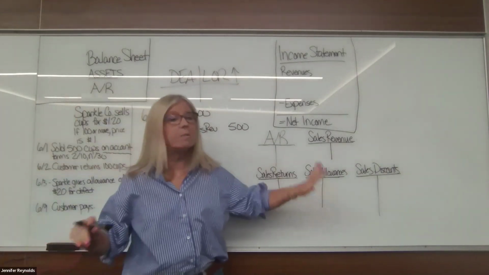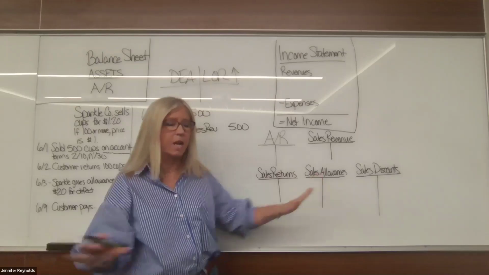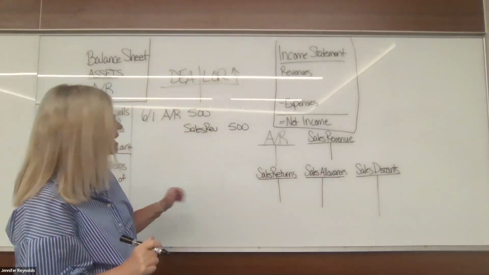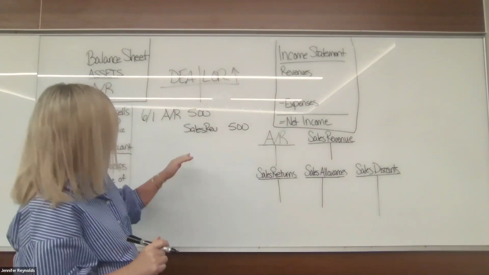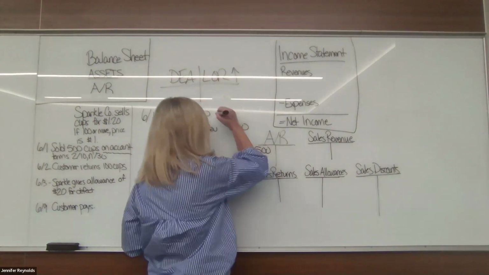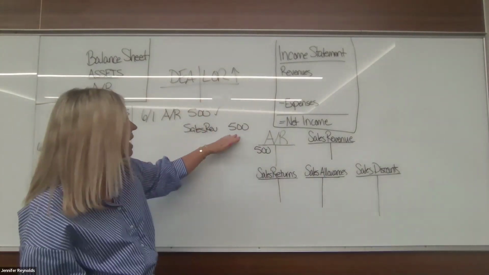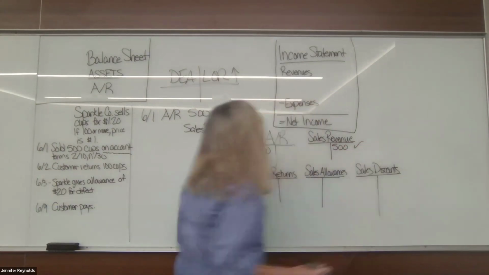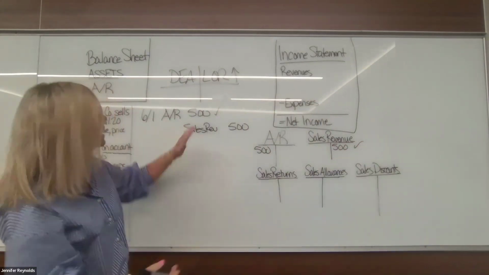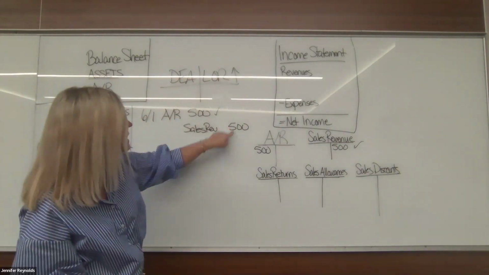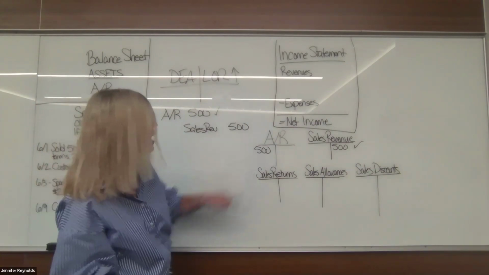I've got some T accounts because this is how you're going to see this and remember where these show up on the financial statements at the end. I'm going to post each transaction as we go. My AR has a debit of 500, and I put a check there so I remember I posted it. My sales revenue has a credit of 500. Both are increasing. AR is an asset, so it increases on the left. Revenue increases on the right.